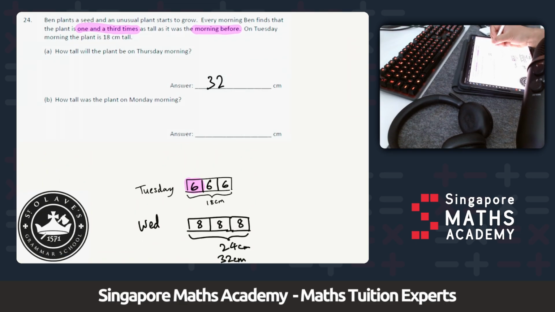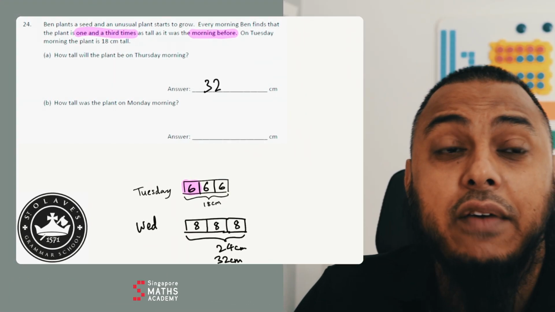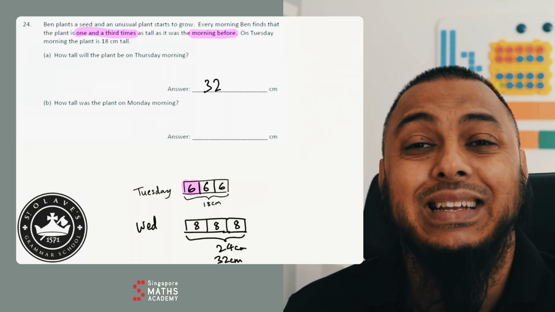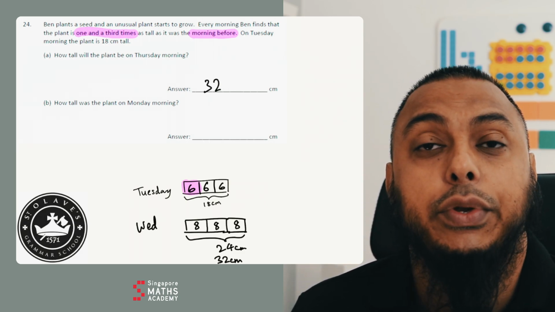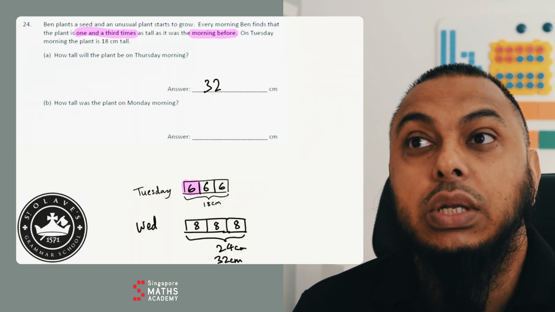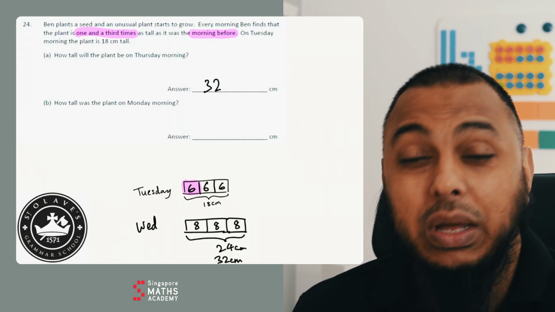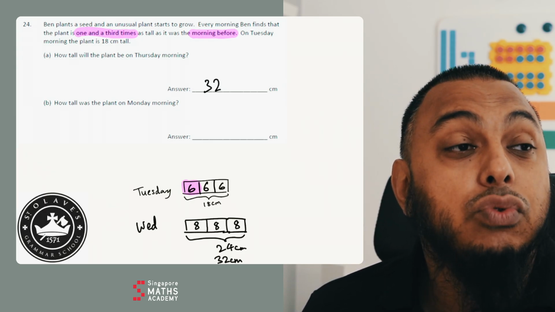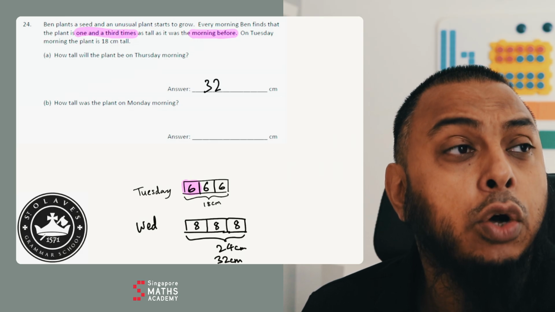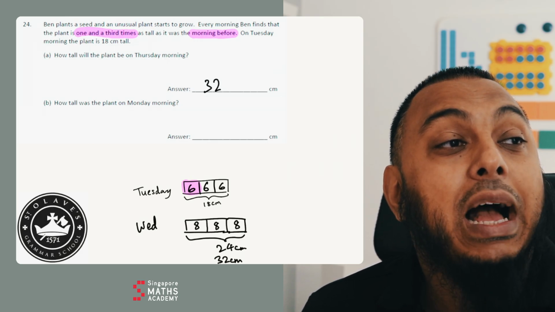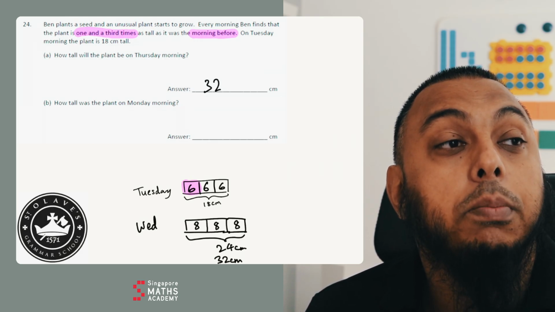Okay, so that's not too bad, right? That question was relatively simple, I think, for most of us. One of the problems might have been, what does it mean by 1 1/3? So hopefully that's clarified that for you. Now, the second question is where it's a bit more tricky. This is where I think the power of bar modeling can really be effective. So it says here, how tall was the plant on Monday morning?